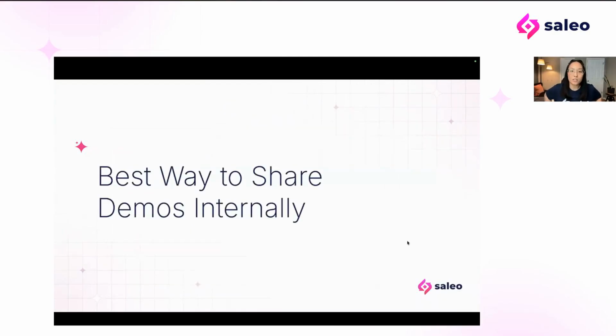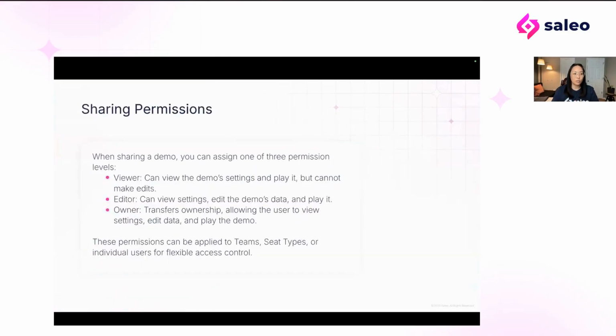So the first place we're going to start is a quick refresher on the best way to share demos internally. There are a few different access types: viewers, editors, and owners. Before we even get into what type of access you should be giving your users, it's important to think about what your user base looks like in terms of the types of seats they're assigned in Saleo, but also what are your use cases? What are the demo stories that you're telling?